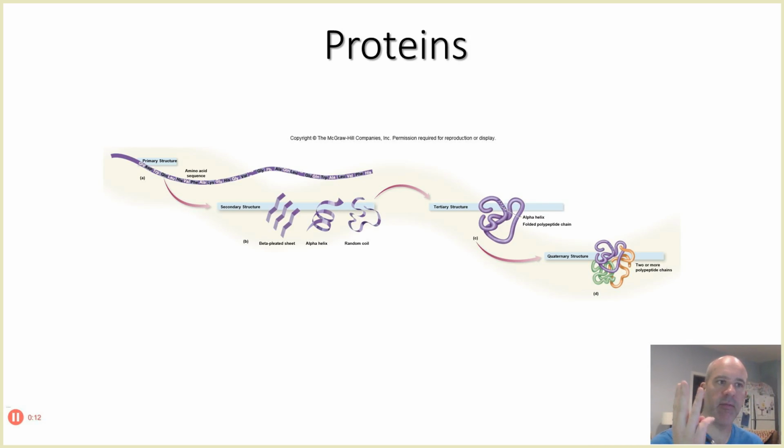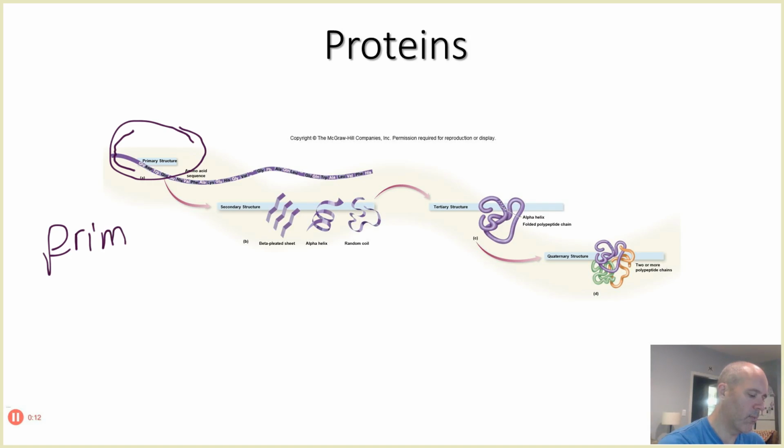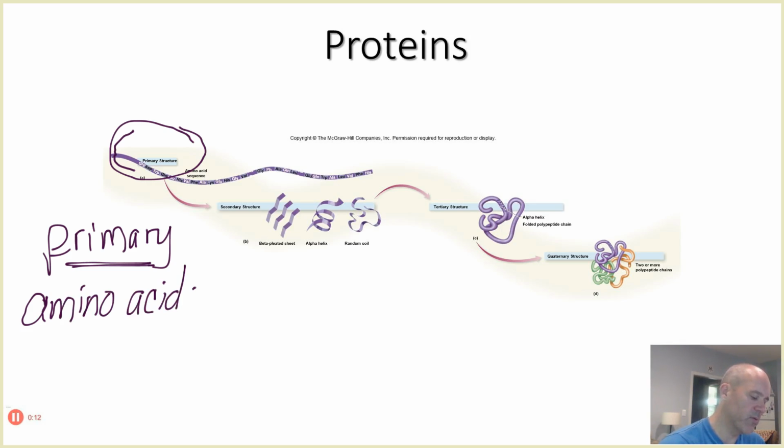So proteins can have 4 levels of structure. They all have 3, but some have 4. So the first level of structure is called the primary structure. And the primary structure, so what are the building blocks of proteins? We've already said those are amino acids. So your primary structure is the amino acid sequence.